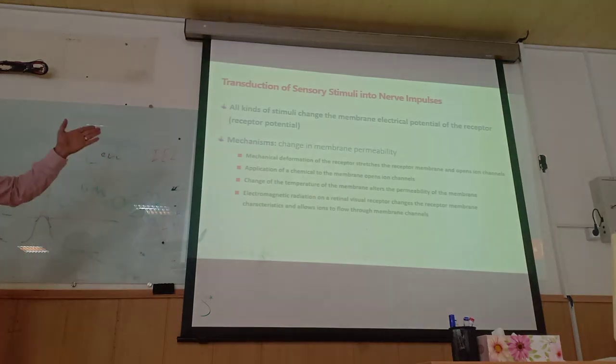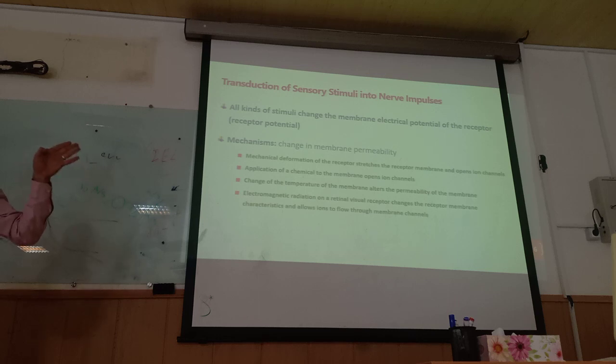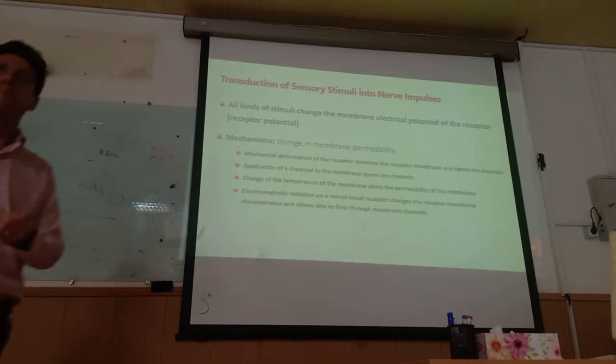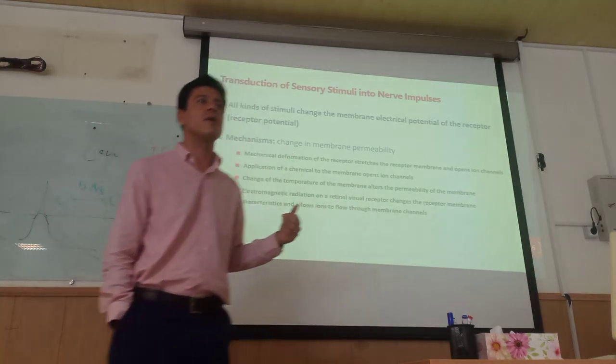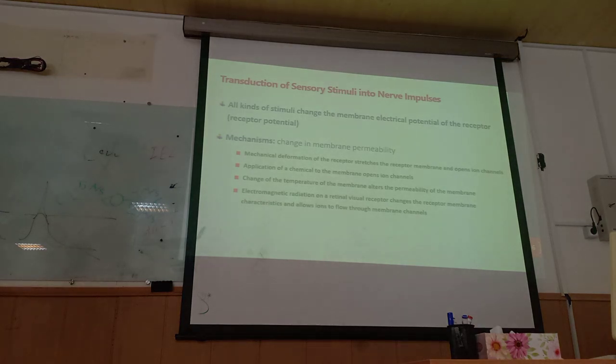Transduction. All kinds of stimuli change the membrane electrical potential of the receptor. We call this receptor potential. So this is, I think, the fifth type of potential that you have ever heard, right? Action potential, resting membrane potential, synaptic potential, receptor potential. Yeah, postsynaptic potential I mentioned, okay? So you also have receptor potential that occurs in a receptor after the stimulation.